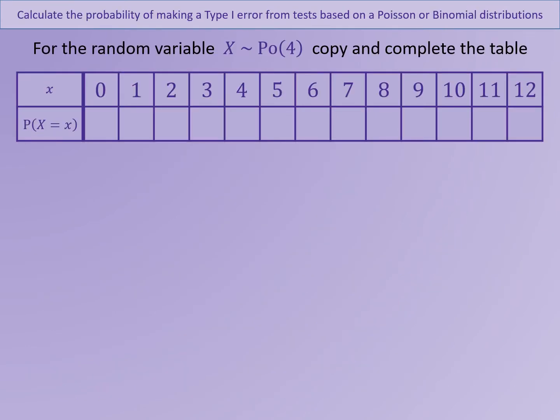We're now going to consider the random variable x with a Poisson distribution with a rate of 4. We're going to complete the table to show the probability distribution. So for each value of x, we can calculate the probability. We can then plot these on a graph.